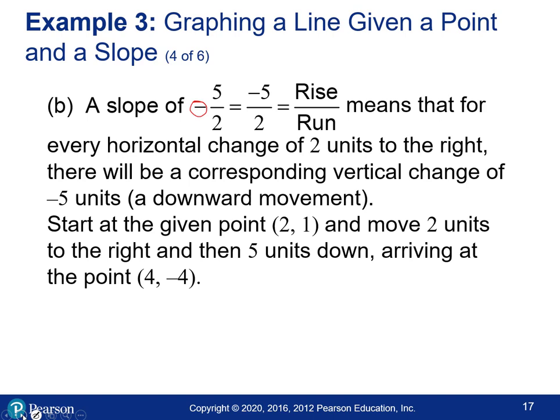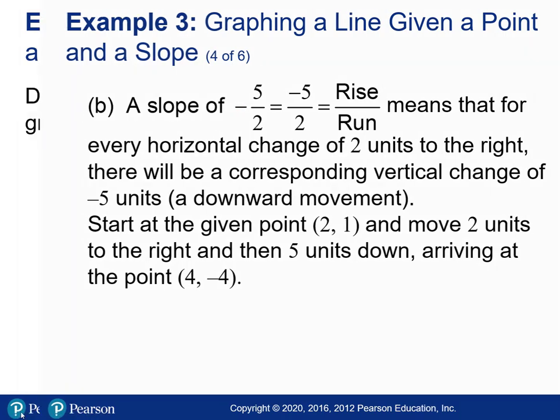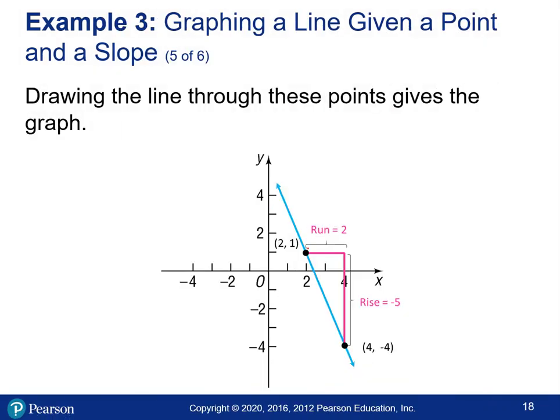Okay, so we're going to start at 2, 1 again, and then we're going to go ahead and drop 5 and run 2 to the right. So here's our starting point, 2, 1, and then we'll drop, and let me go ahead and label the y-axis here. Okay, so we're going to drop 1, 2, 3, 4, 5, and then we're going to run 2 to the right, 1, 2, and then we land right at that point. Then we connect the 2 points and we get our line.